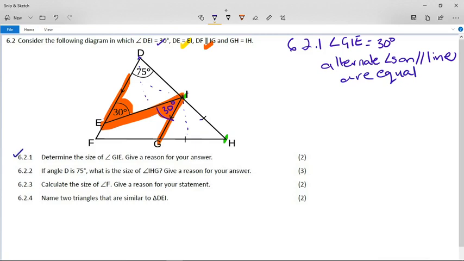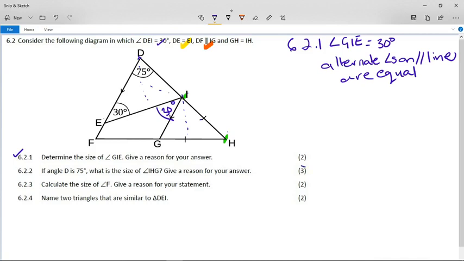Then it says to you, if angle D is 75, okay, that's been marked there, what is angle IHG? Let me rub this orange out here. Is that going to get rid of the orange? Okay, well, we know that one's 30. Let's write this 30 back in here. It says to you, if angle D is 75, what is the size of I to H to G? Okay, so we need to do a bit of thinking here.